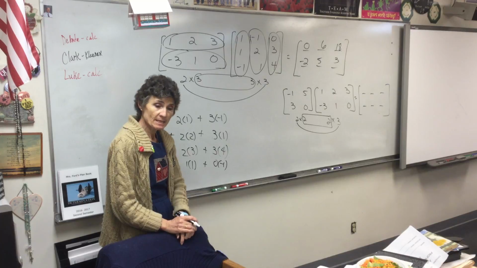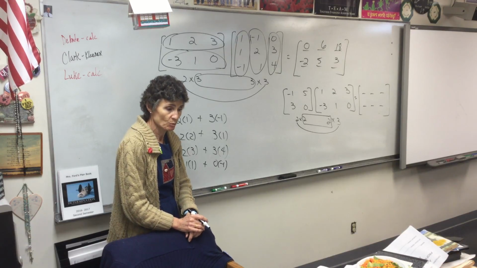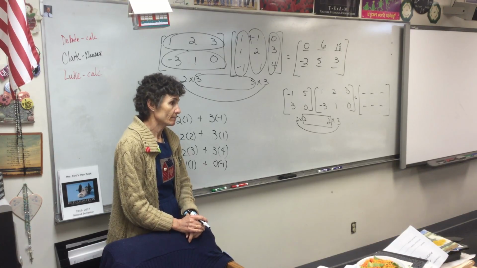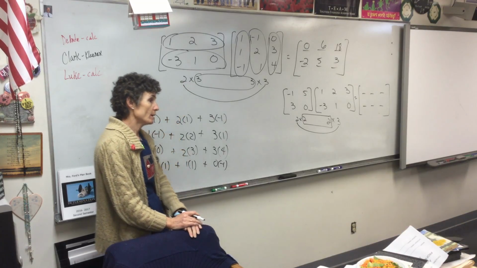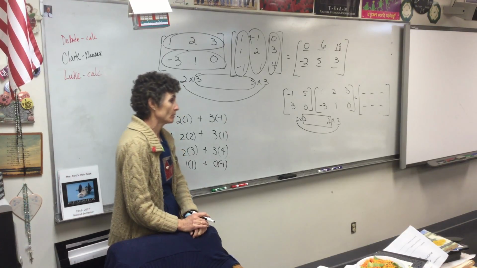All right, fill it in. See how you do all by yourselves on this one. Whole thing. Row 1 times column 1. Here we go.